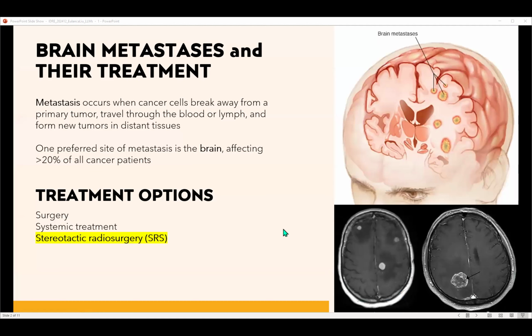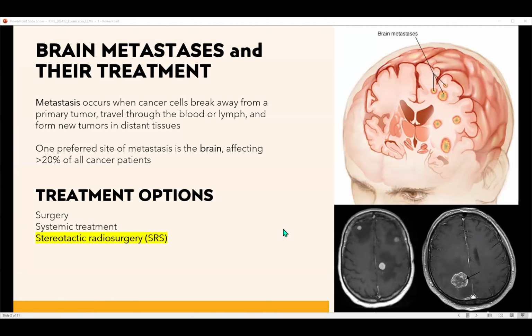So brain metastases occur when cancer cells break away from a primary tumor in a patient's body. They travel through the blood or lymph, and then they form new tumors in distant tissues. One of the areas of preferred metastasis in many different types of primary cancers are metastases in the brain, and it affects more than 20% of all cancer patients.